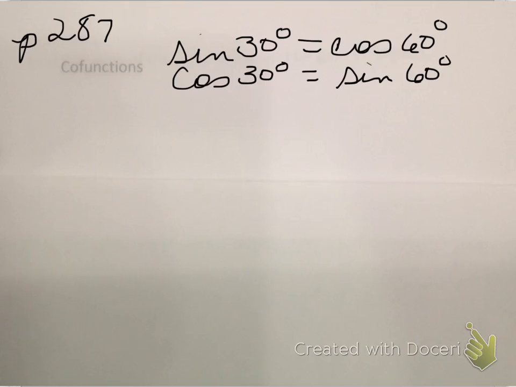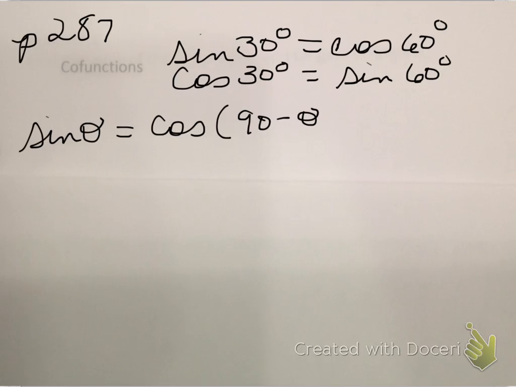And I'm going to go ahead and write them down. Sine of theta is equal to cosine of 90 minus theta. And let me give you an example of this. If I'm doing the sine of 15 degrees, then that would be the same thing as cosine of 90 minus 15 degrees. So 90 minus 15 is 75. So sine of 15 degrees would be the same thing as cosine of 75.